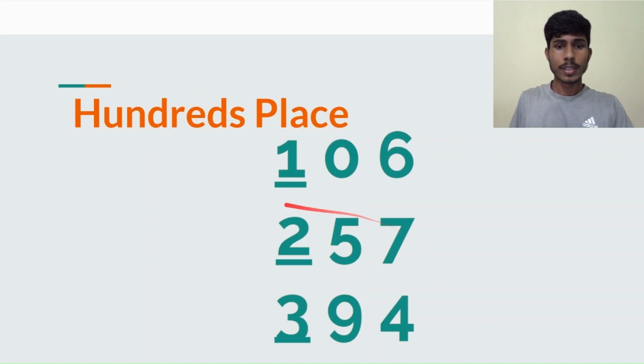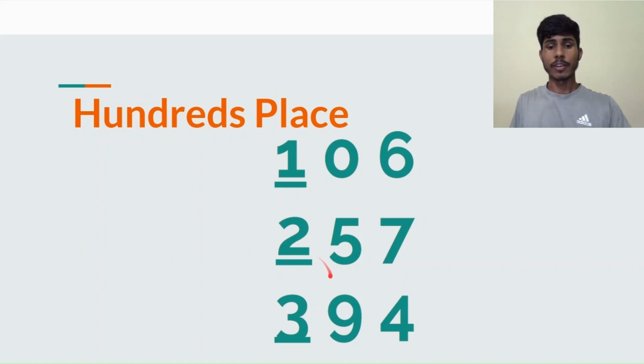If you consider another number 106, then I just told you 6 is in ones place. This is the rightmost digit and the next digit is 0. So it will be in tens place. And the next digit here is 1. So 1 will be in hundreds place. We say this 1 is present in hundreds place. Okay. If you consider another number 257, then this 7 will be in ones place, 5 will be in tens place, and this 2 is said to be in hundreds place.